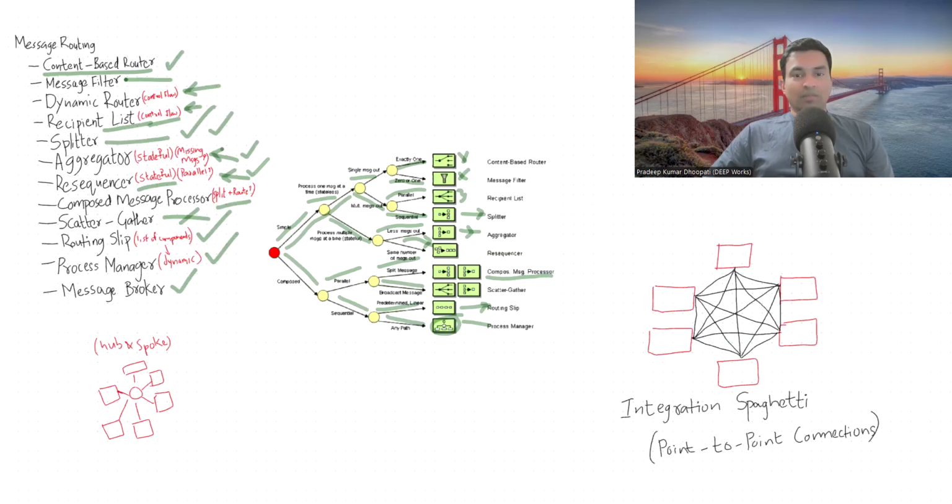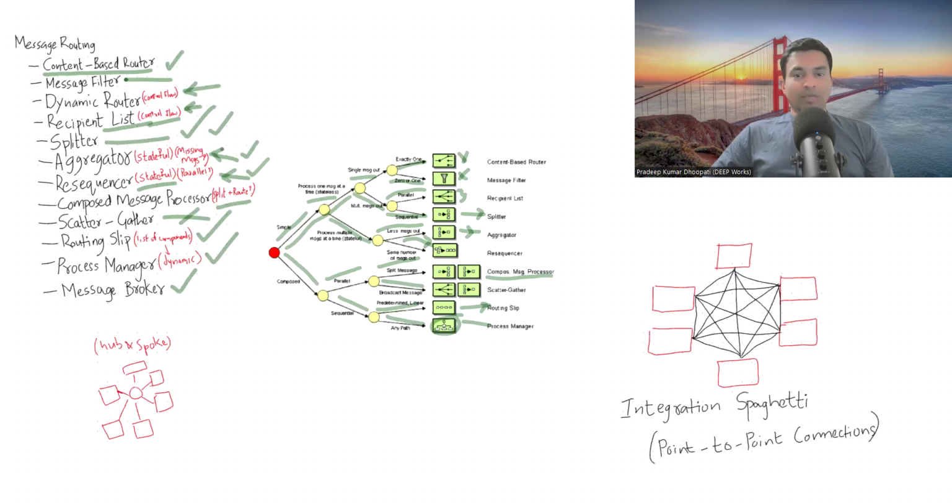And these are all the simple message routing patterns. Then we have composed message routers. The first one is composed message processor, which is essentially two or more simple message routing patterns used in a complex message routing solution.